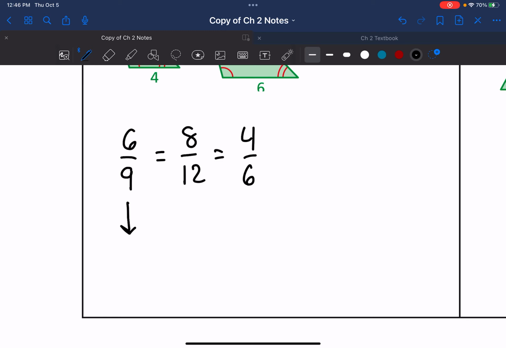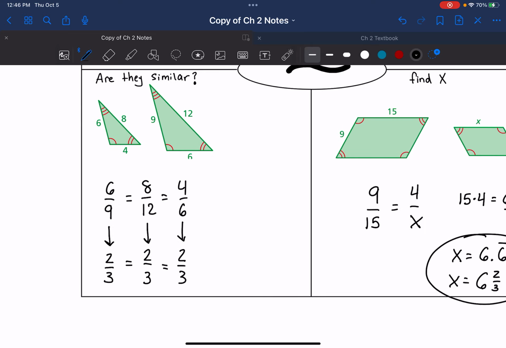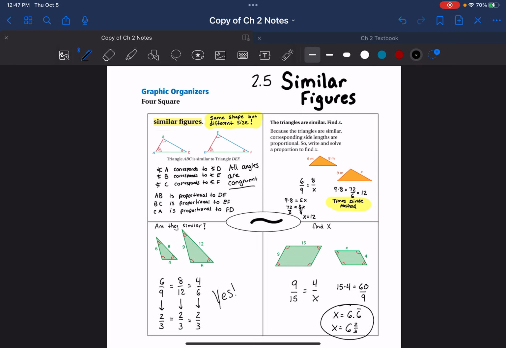6/9 reduces to, if I take out a 3, take out a 3, that makes 2/3. Let's do 8/12. I can take out a 4 and take out a 4. That would make 2/3. And then right here, I can take out a 2 and take out a 2. That would make 2/3. If they all end up equaling the exact same fraction, then they are similar. So I'm going to say this is a yes. They are similar. Okay? Now that's pretty much it for the notes right now.